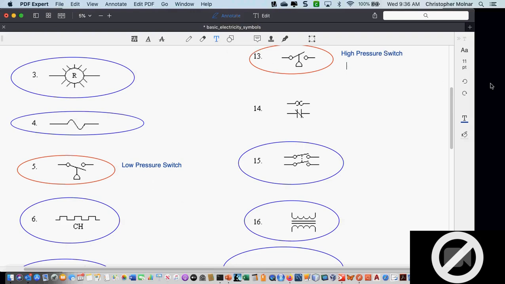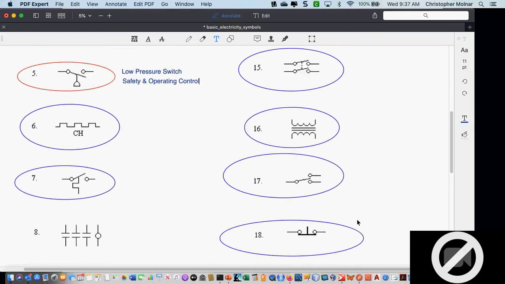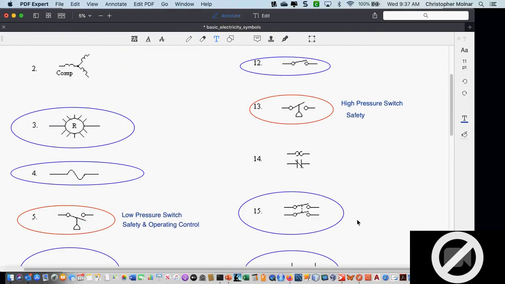Okay, number 13 up here, which is my high pressure control, is usually a safety. My low pressure switch is both a safety and an operating control. Okay? Low pressure switch is both a safety and an operating control. And again, we're going to spend more time on this. Right now, it's all about symbol identification. So we've added those two additional. Any questions on these two?